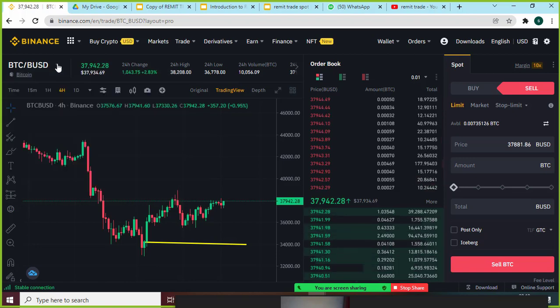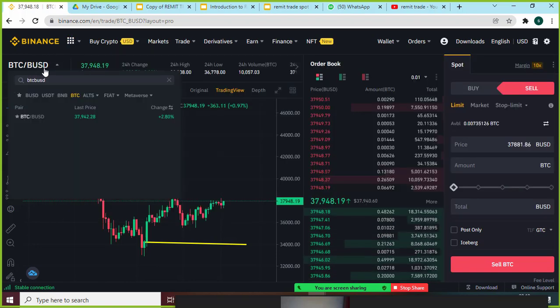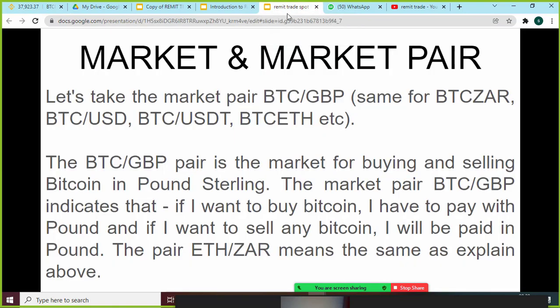So you can choose different pairs in the market depending on what you want. And we have a lot of them right here. So you can choose any pair you want and trade with it. So that is what a market pair means.